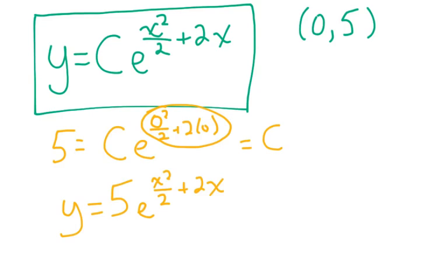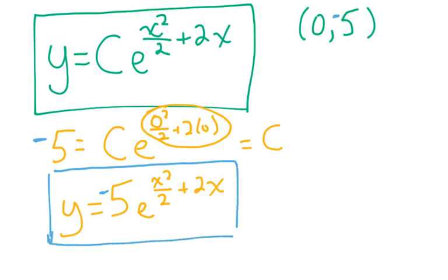Now we can also see very easily if that had been 0, negative 5, then we would have had a negative 5 here, and we would end up with a negative 5 here, and that's what we mean when we say that the constant can help us take care of the absolute value a lot of times. Right, and those are just a few examples of solving differential equations.